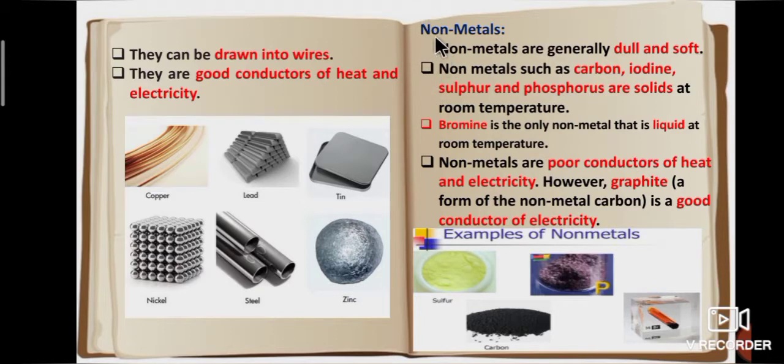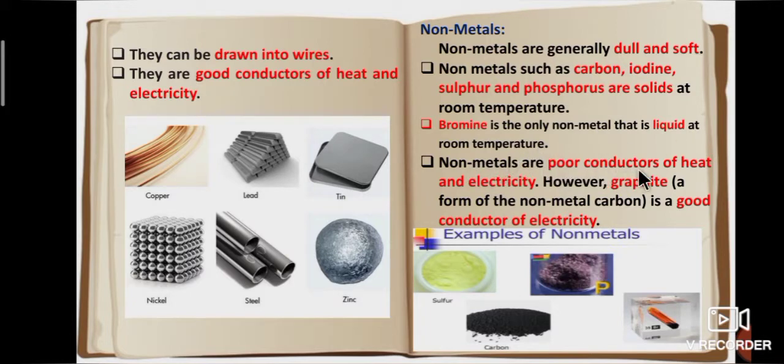Next, we are going to learn about non-metals. Non-metals are generally dull and soft. Non-metals such as carbon, iodine, sulfur and phosphorus are solids at room temperature. Bromine is the only non-metal that is liquid at room temperature.